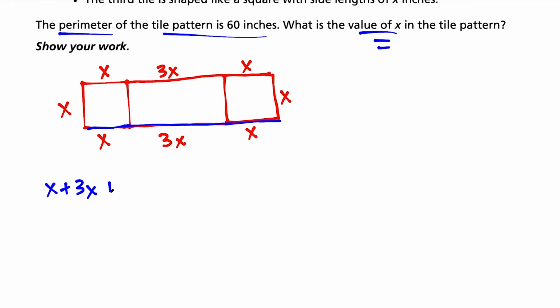And I got to work on my handwriting. So we have plus another X. And then we're going here. We're going to go X plus another X. So I'm going to put another 2 X's here like this. And then we have 3X plus X. So I'm just going to add those 2 values, plus 3X plus X.